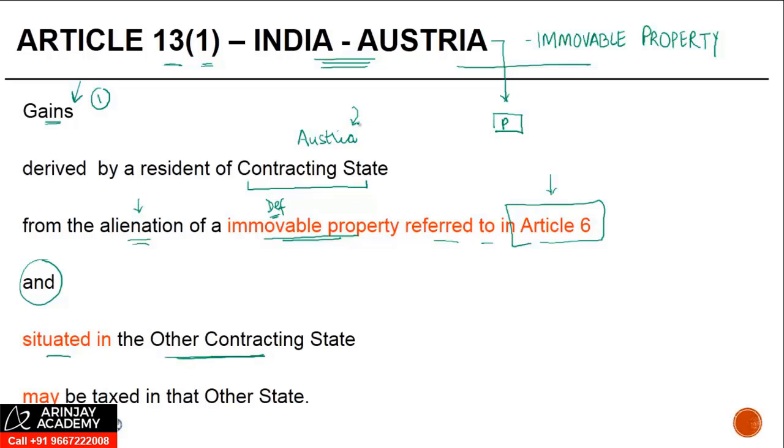The state we had taken here was Austria, so the other contracting state will be India, which means this property should be situated in India, may be taxed in that other state. So this property that we are talking about may be taxed in India. Since the word used is may be, what that means is Austria has a right to tax it. Even India has a right to tax the gains which arise from alienation of immovable property, which is referred to in Article 6. Right?